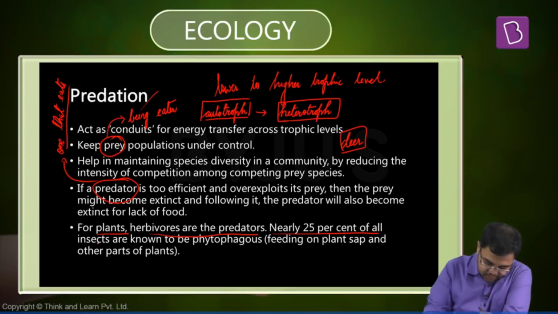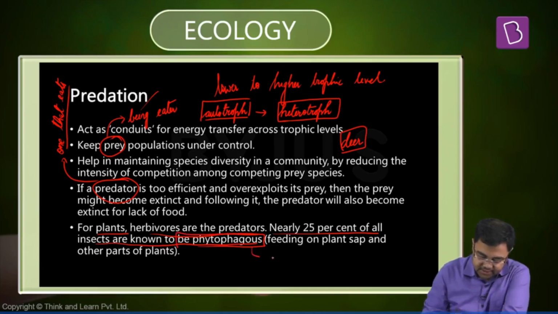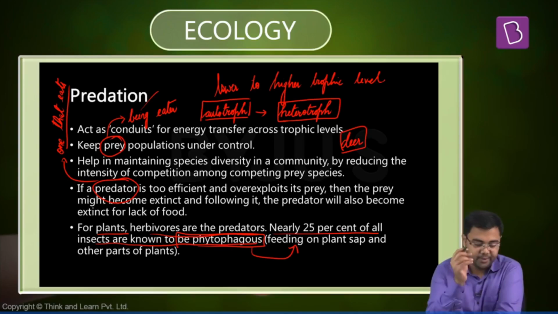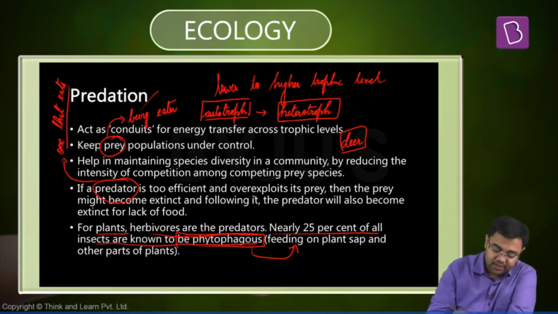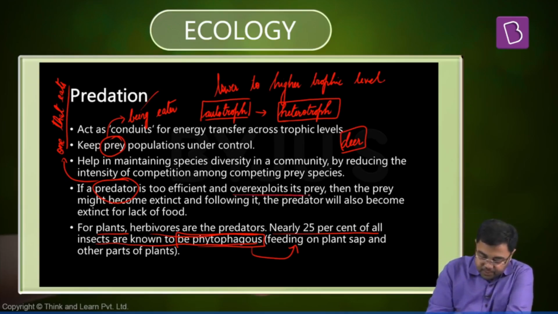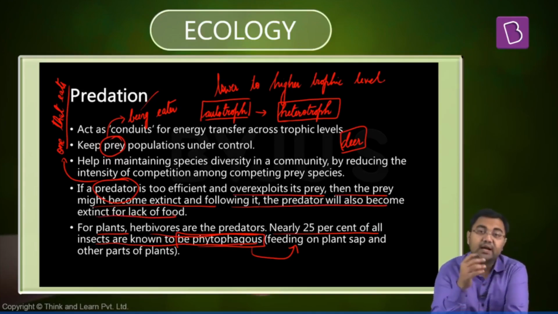Nearly 25% of all the insects are known to be phytophagous. That is, they feed on the plant sap and all other parts of the plant. Now, a few things have to be considered here. First of all, what if the predator is very efficient? If the predator is very efficient and over-exploits its prey, then the prey might become extinct, and following it, the predator will also become extinct for the lack of food.